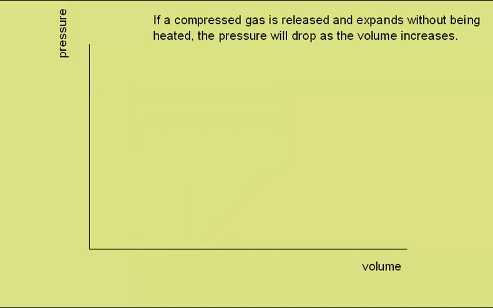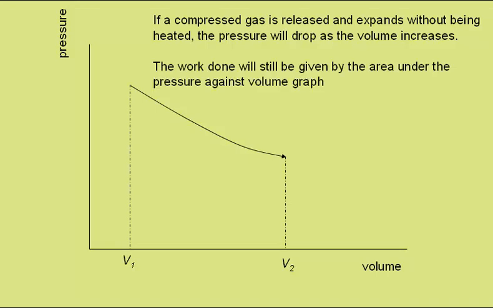If a compressed gas is released and expands without being heated, the pressure will drop as the volume increases, and we might get a pressure against volume graph going from volume 1 to volume 2, something like this. The work done will still be given by the area under the pressure against volume graph, by this area. So this is how we could work out the work done.